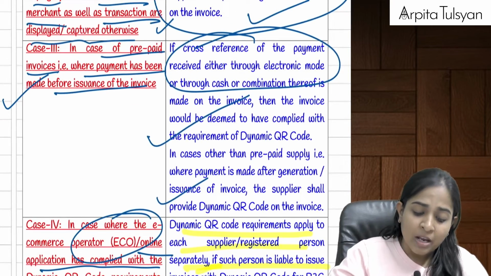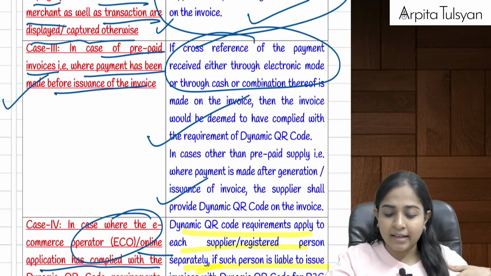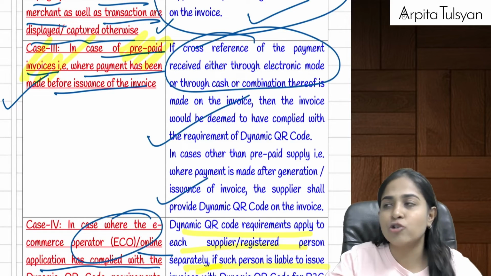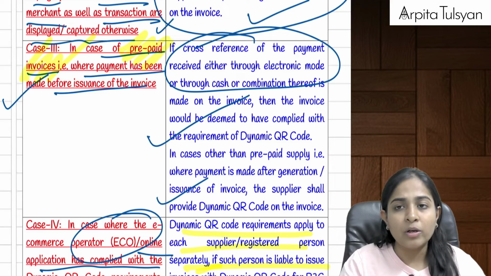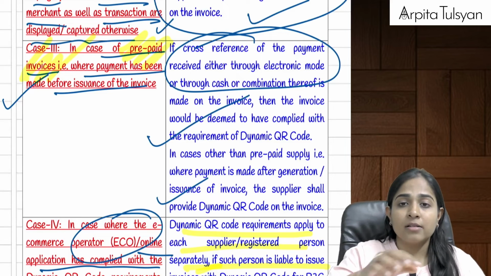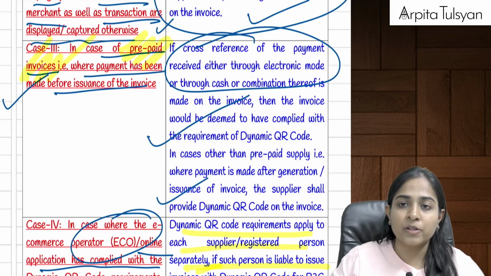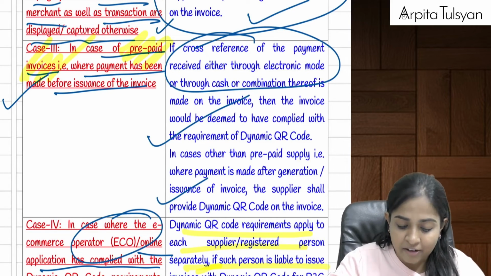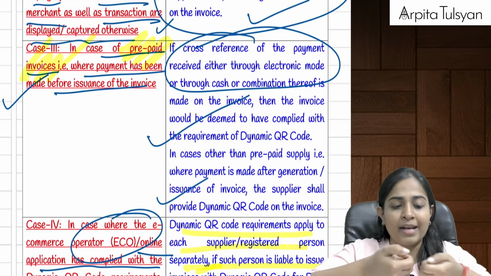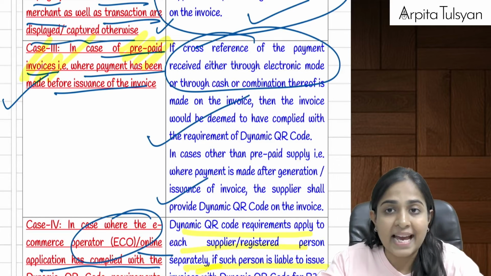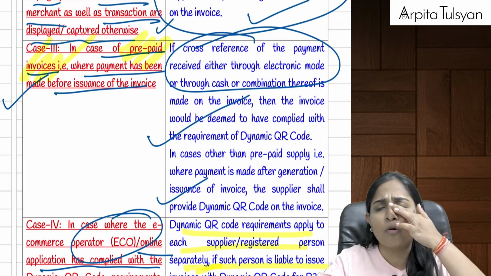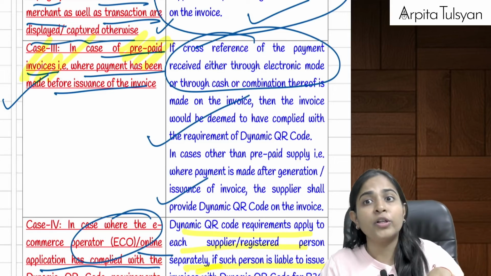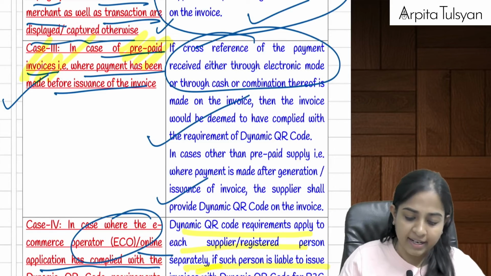Why? Because we did not display it to the customer earlier, because we provided him with another method of making the payments. Okay, similarly, it happens that in case of prepaid invoices, many a times you must have seen that while shopping, first they tell you the amount and then they tell you that okay, sir, 5,000 is your bill amount, you pay 5,000 rupees, and then the invoice is generated.